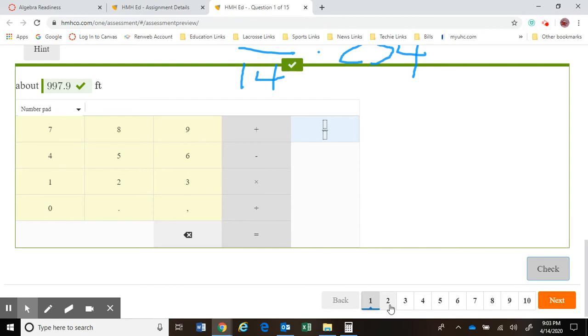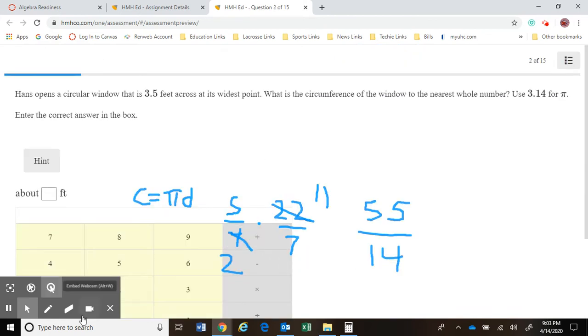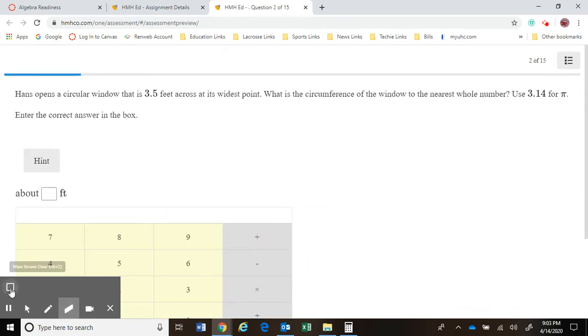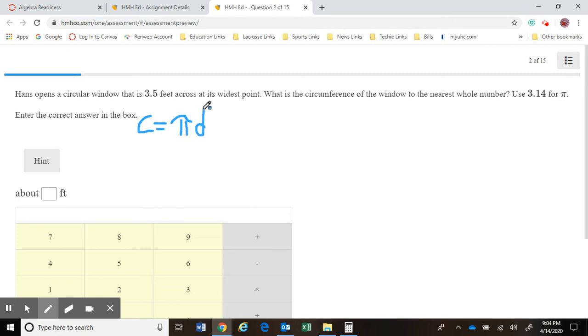Moving on to question number 2. All right, here we go. Let me clear my screen so all my scratch is gone. There we go. Hans opens a circular window that is 3.5 feet across at its widest point. What is the circumference of the window to the nearest whole number? Again, if you want to hit a hint button, remember, circumference is always pi times diameter.